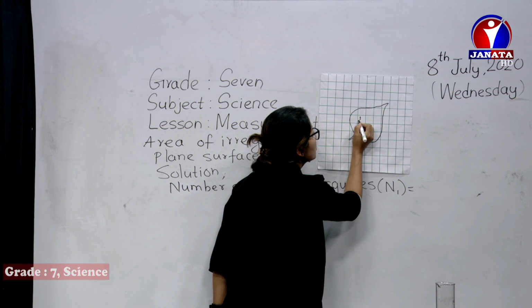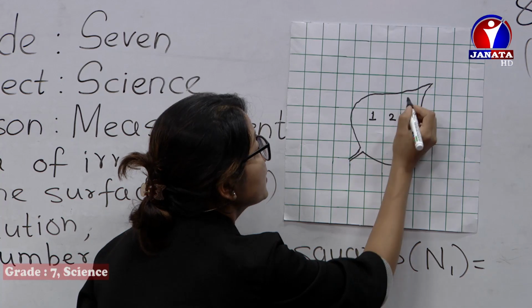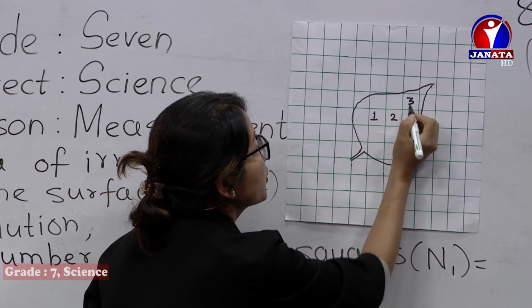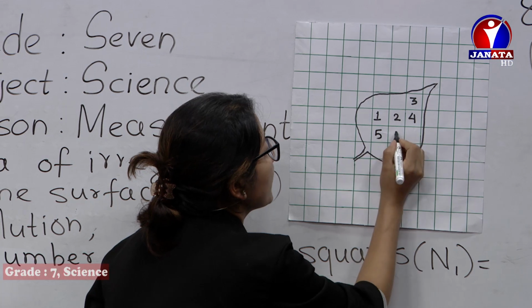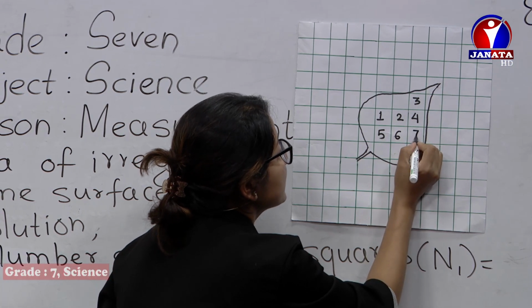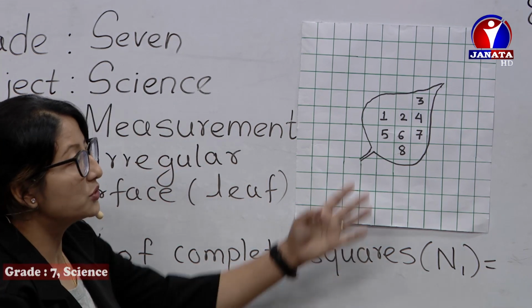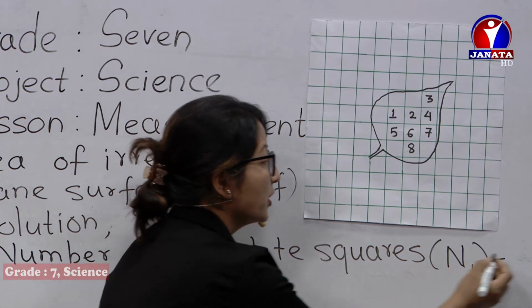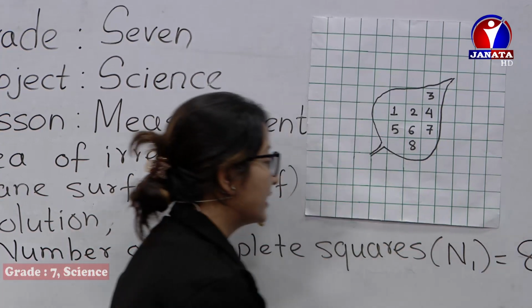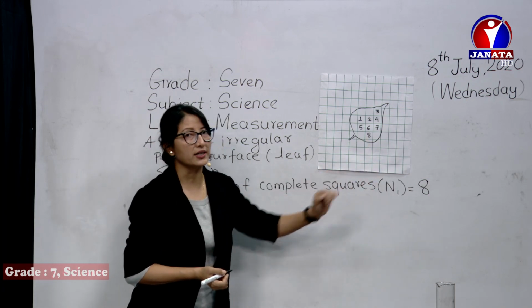I'll write here as 1. This is also a complete square, let's write it as 2. This is also a complete square, 3, and this is 4. This is 5, this is 6, this is 7, and this is 8. When we count the number of squares, there are altogether 8 complete squares. So let's write it as 8. The number of complete squares is altogether 8.